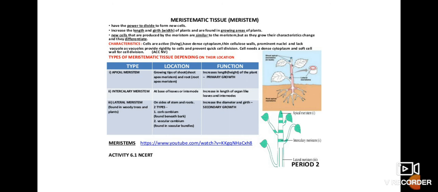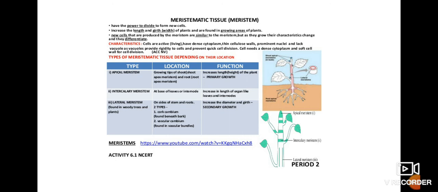Now, based upon the location of the meristematic tissues, there are three types of meristems: apical meristem, intercalary meristem, and lateral meristem. Remember, apical meristems are usually found in the growing tips of shoot and root, that is stem tip and root tip. What will they do? They will increase the length of the plant. They will make it grow in a longitudinal manner.